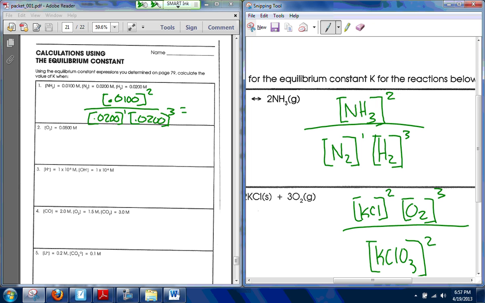Make sure to put big parentheses around the bottom when we do this division so that we don't mess up in the calculator. So 0.0100 raised to the second power divided by, and I open up a parenthesis right here, I'll put 0.0200 raised to the first power times 0.0200 raised to the third power. Close off my parentheses. And I get 625.